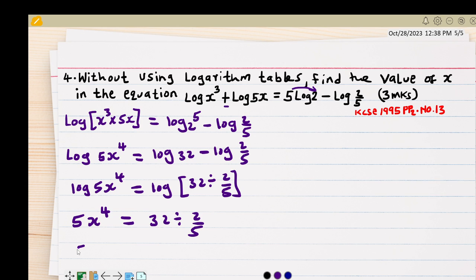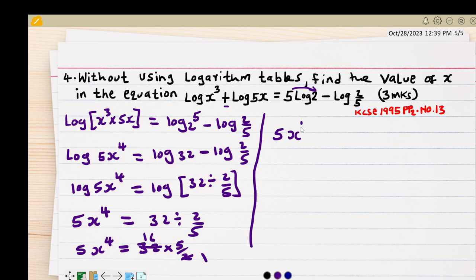So 5x to the power of 4 is equal to, we know that when you divide, you have to multiply by the reciprocal. The reciprocal is 5 over 2. So 2 into 32 is 16. I'm going to remain with 5x to the power of 4 being equal to 16 multiplied by 5. 16 times 5, I'm going to get 80. So this will be equal to 80.